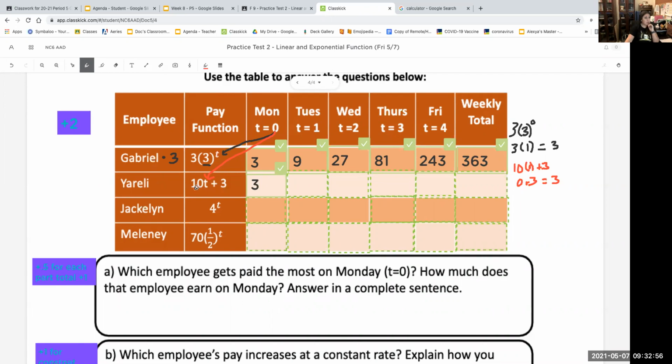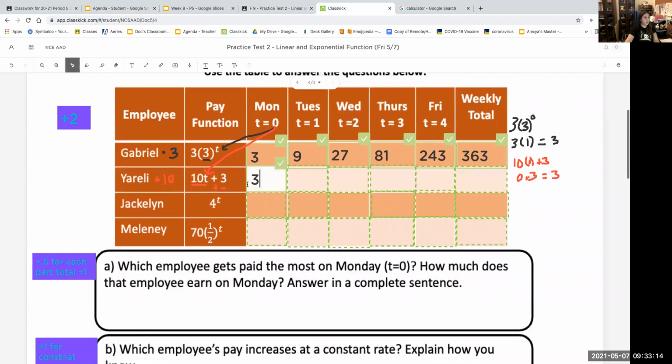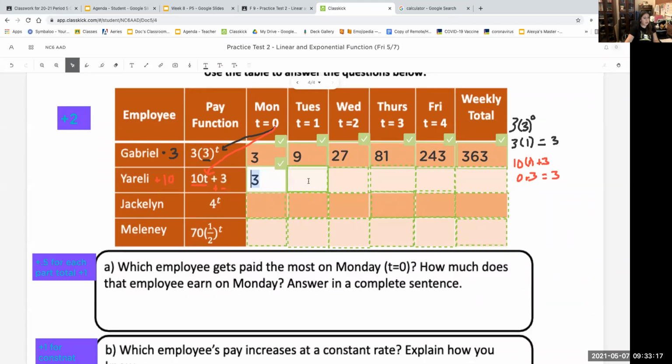Yeah, so we see that the T is the same size as the 10. That tells me it's either going to be adding or subtracting. Again, this is a positive 10, so I'm going to be adding 10 for my pattern. So 3 plus 10 gives me 13. 13 plus 10, 23. 23 plus 10, 33. 33 plus 10, 43.